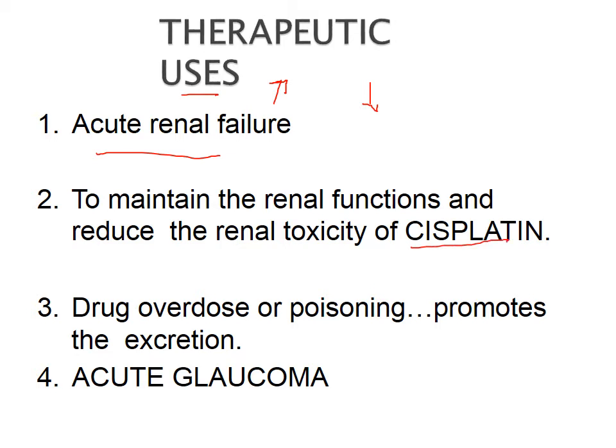Cisplatin is basically a chemotherapeutic agent. It is used in the treatment of different cancers. One of its toxicities is renal toxicity, because it gets precipitated in the nephrons. So basically it is removed by the flow of water. We give the diuretic mannitol as it increases the water, so these toxins can be washed out from the nephrons, and in that way it prevents the toxicity of cisplatin.